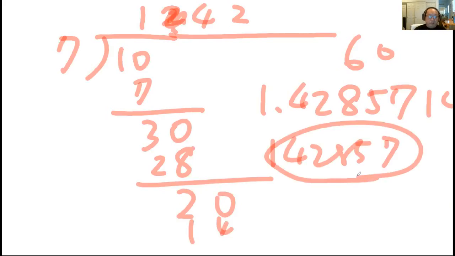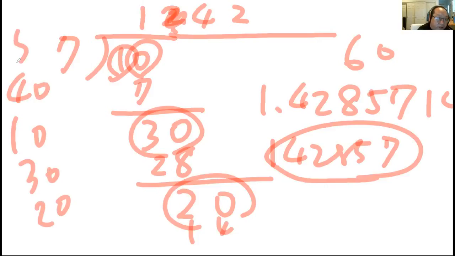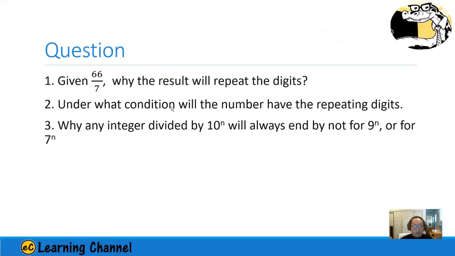Okay, it keeps repeating, because every time the remainder will add another 0 from the next digit. It will keep the same: 10 divided by 7, 30 divided by 7, 20 divided by 7, 40 divided by 7, 50 divided by 7, and 60 divided by 7. All cannot resolve the digits. So it will keep repeating because of that.